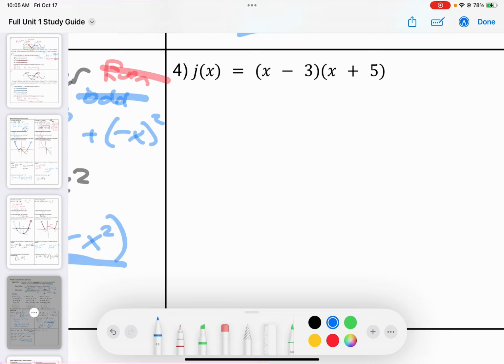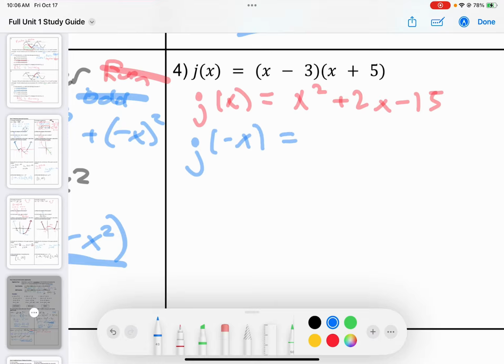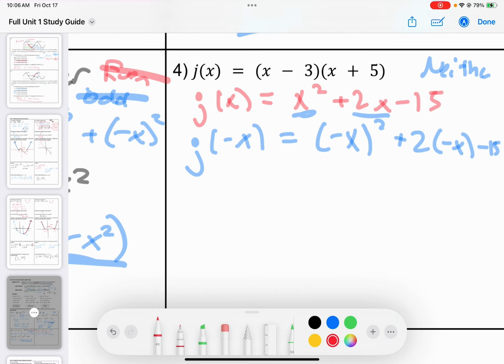Alrighty. I kind of just recommend transforming this to standard form first. So let's do that real quick. We get x squared. I'm going to take a little bit of a shortcut here. That's what this simplifies to. Now its standard form is a little easier. So I can say j of negative x is equal to, we're substituting in negative x. And we know this is neither, right? Because we have even, odd. We know. But let's do it anyways.